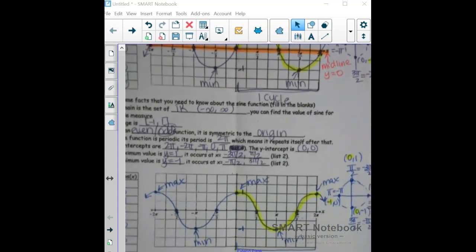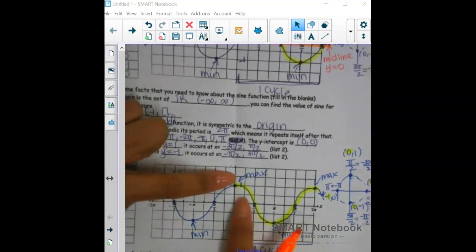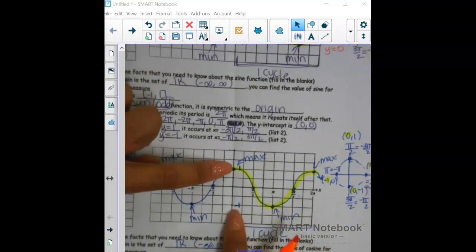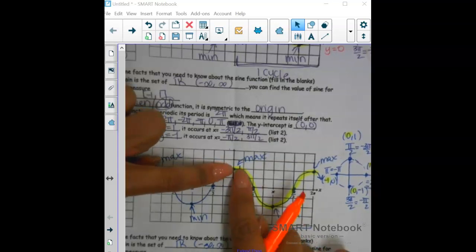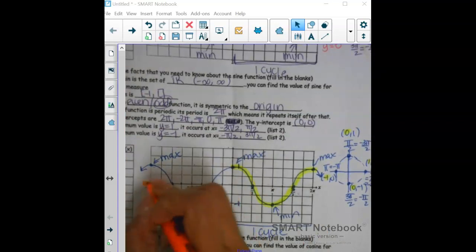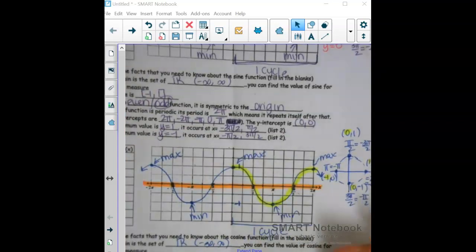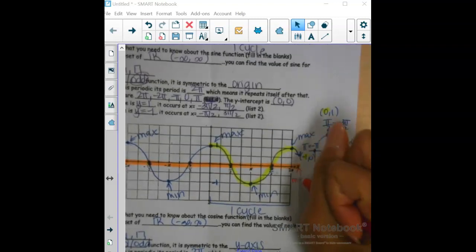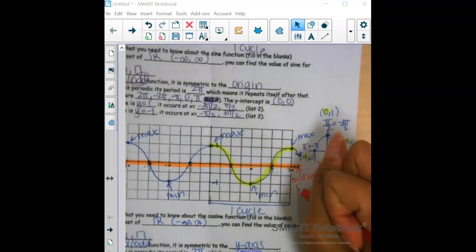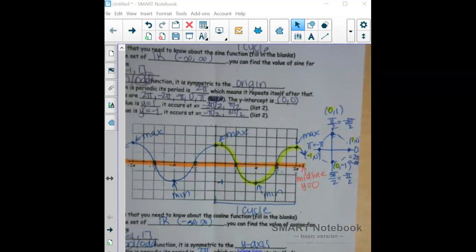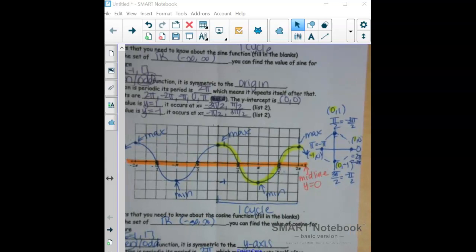Let's confirm that with cosine. I don't know for sure, I'm pretty sure the midline is the x-axis, but let's check. From your maximum to your minimum, they're both between -1 and positive 1. We're going to count 1, 2, 3, 4. Half of 4 is 2. The x-axis will be your midline. So this is your midline, which is again y = 0. So pretty simple. If you can add and divide by 2, you can get these midlines.